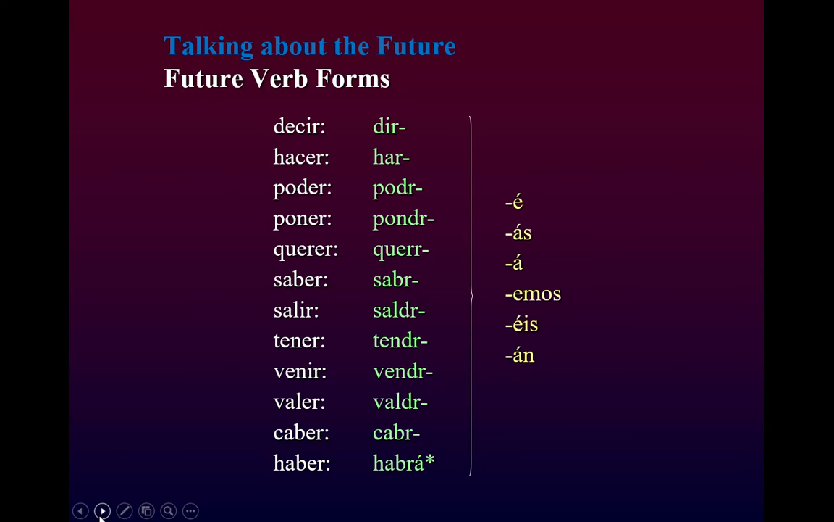So these are what I call the dirty dozen. These are the 12 verbs in Spanish that use a special form rather than just the straight infinitive. You have to make a little bit of a spelling change before you add the ending, but they still use the same 6 endings. Muy bien, so that's our future tense.